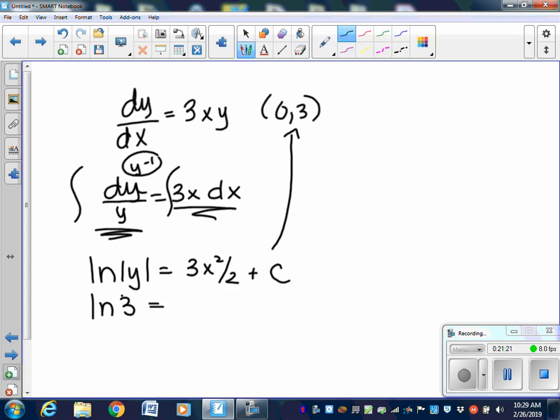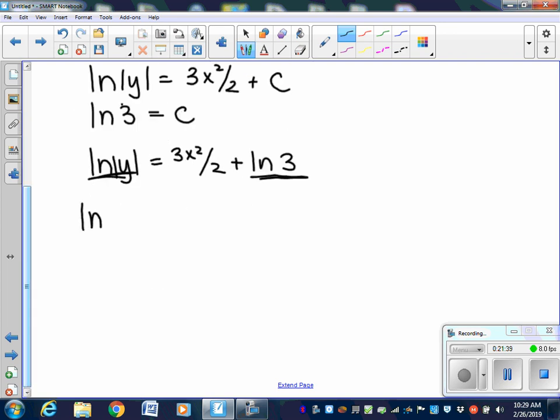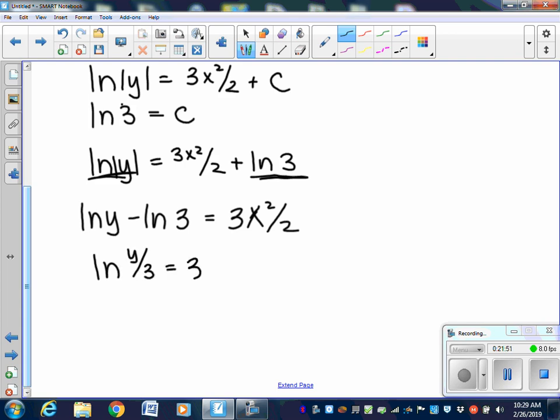And you plug 0 in for the x, and you get c equals the natural log of 3. So now I have the natural log of y, absolute value of y, equals 3x squared over 2 plus the natural log of 3. I'm going to join these together on the same side because I'm going to use my natural log rule. The natural log of y minus the natural log of 3 equals 3x squared over 2. The natural log of y divided by 3 equals 3x squared divided by 2.